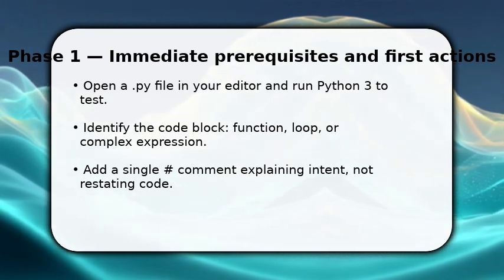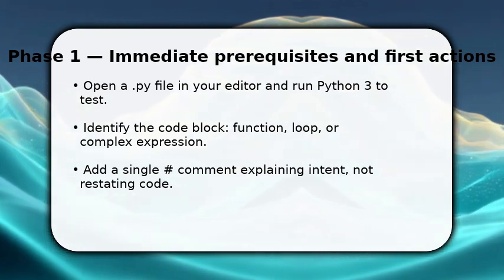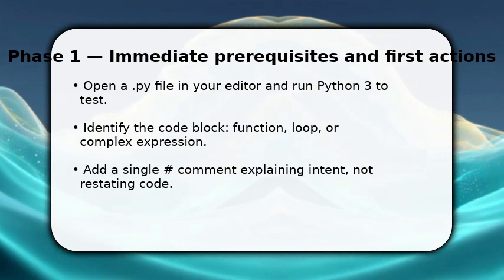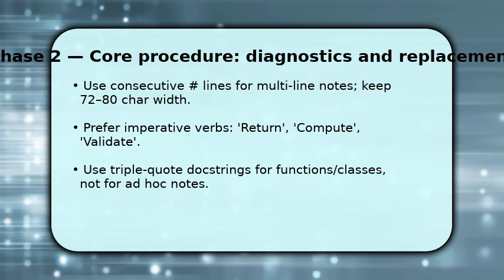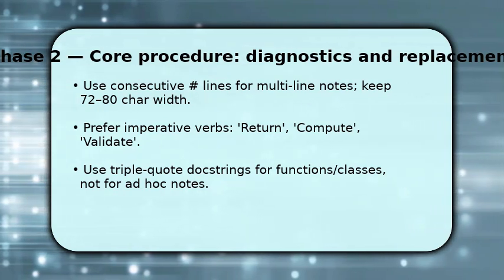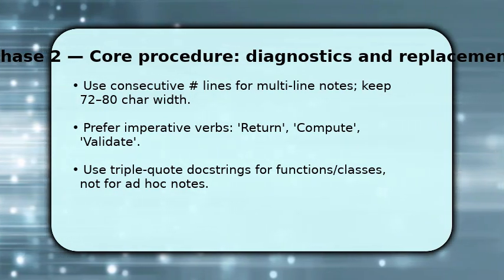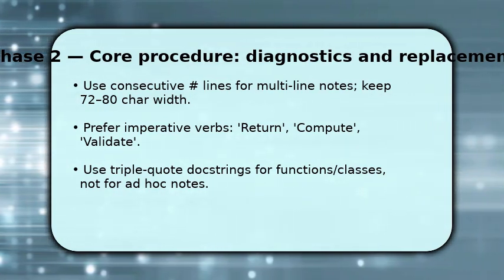Save and run the file to confirm no syntax errors, because comments must not interrupt string literals or indentation. Once you need more context, use consecutive hash lines for multi-line explanations. Break at about 72 to 80 characters for readability.